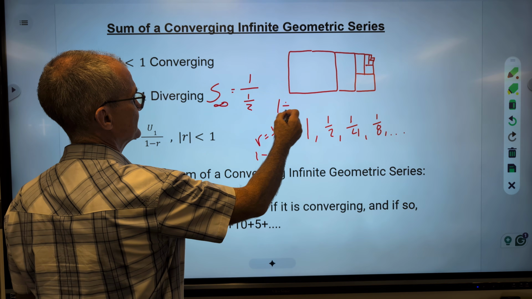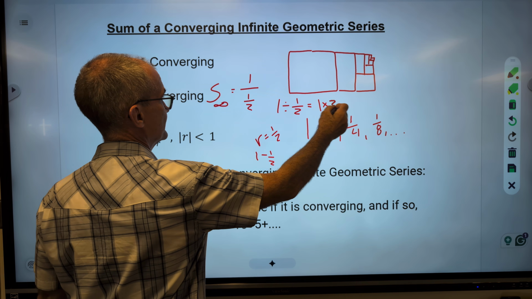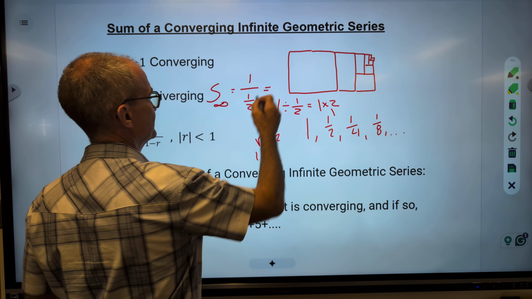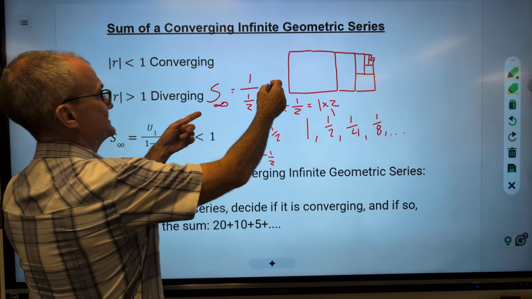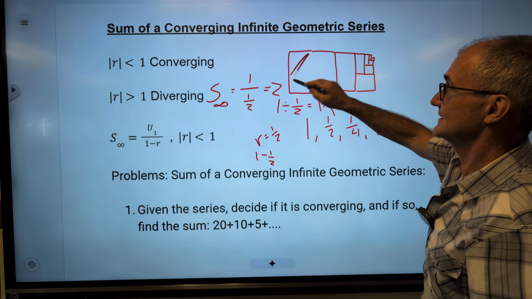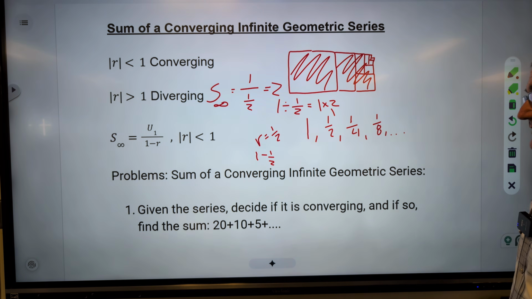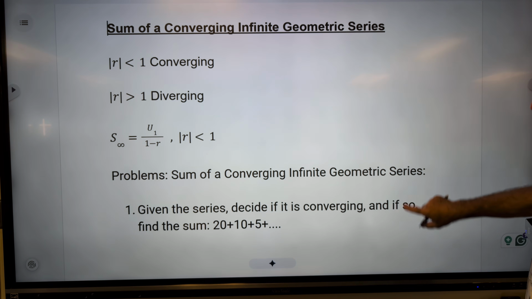1 divided by a half is the same thing as 1 times 2 over 1. So this infinite geometric series, the sum of it would be equal to 2. And I could see graphically this would be 1 unit and this would be 2 units. Okay, with that said, let's move on to a few practice problems.